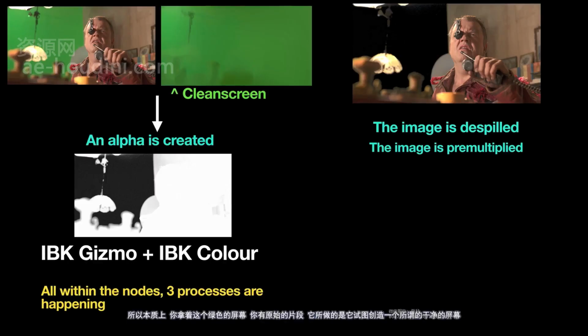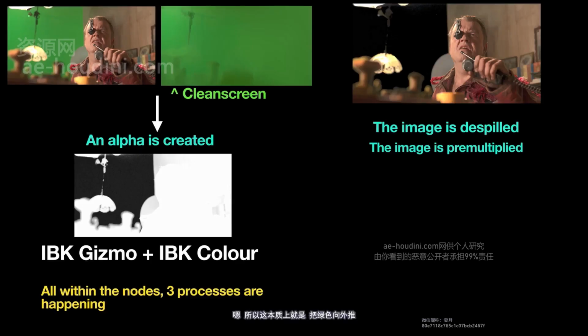So essentially you're taking this green screen. We have our original footage here. And what it does is it tries to create what's called a clean screen. So this is essentially just taking this green and pushing the color outward. So it's filling all of the areas that aren't green with this perfectly green color. And then what it's doing is looking at the difference of these two and trying to create an alpha from it. And it does a really good job.